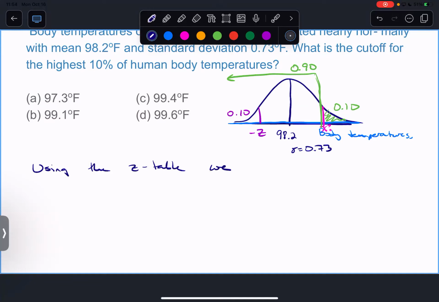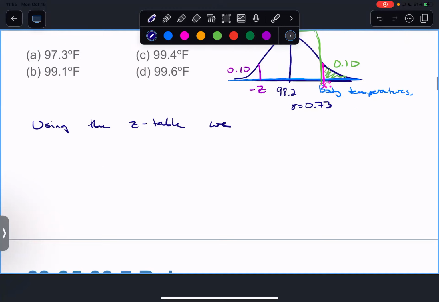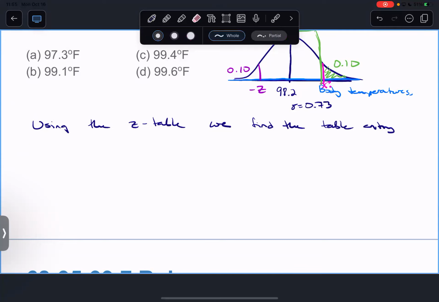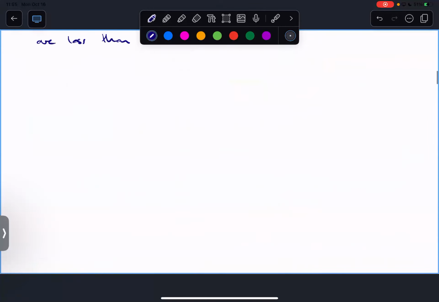this is how I would formulate my answer in my work. I just explain what I'm doing, and that's always a good thing to do, especially if you're a student. Using the z table, we find the table entry closest to 0.90 is, and now I actually have to go find it way up here.